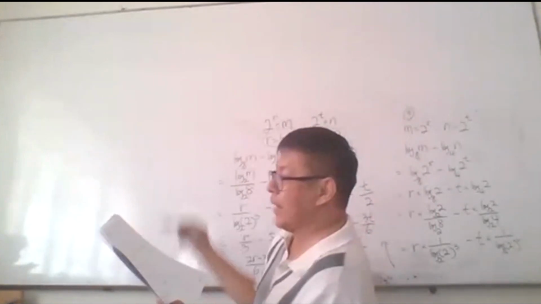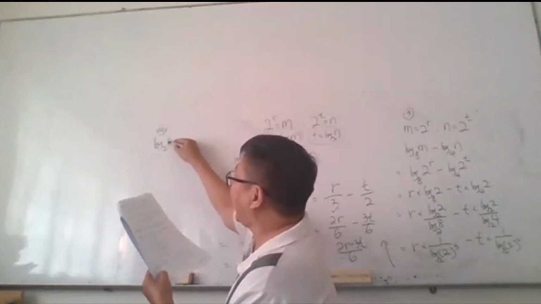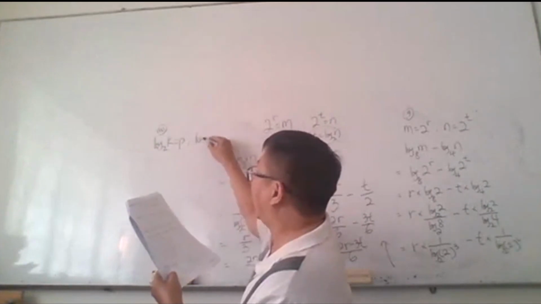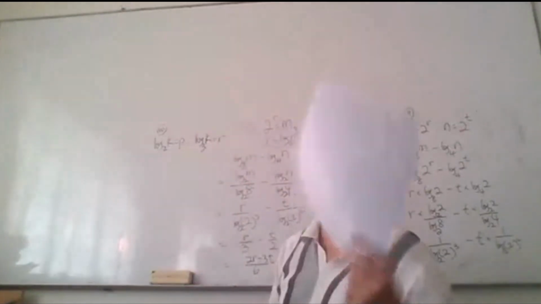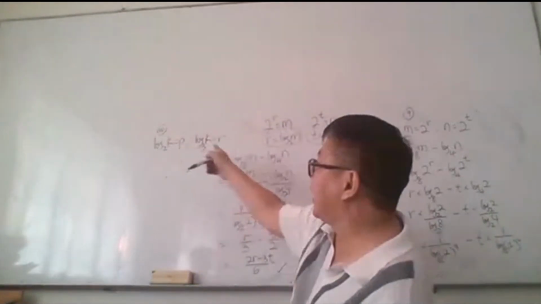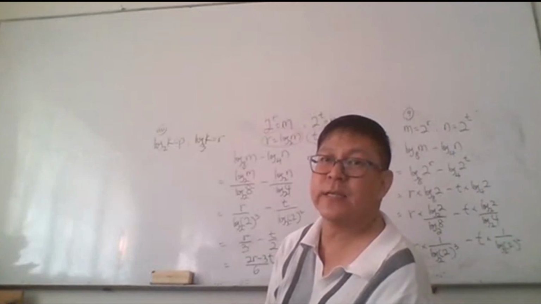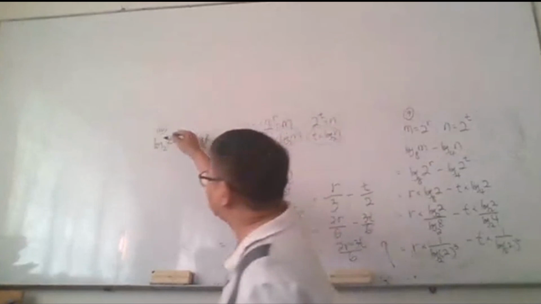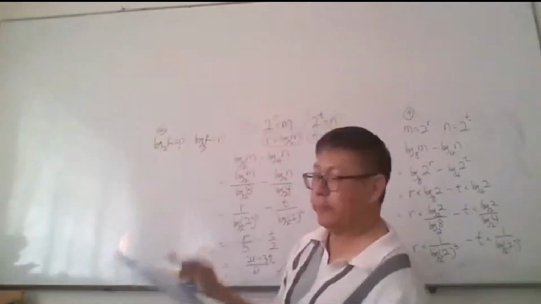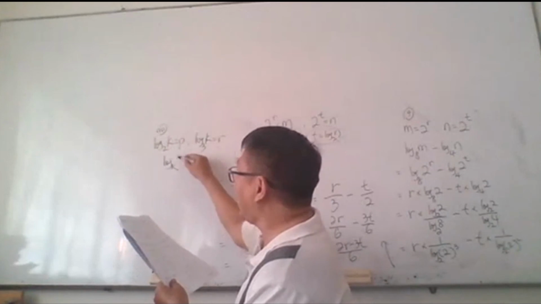Okay, another one. It's question 10, as you see: log 2, k equals p and log 3, k equals r. You see that this question is very confusing. Why? The question gives you two different bases, one is base 2 and one is base 3. And the question says they want log k, 18.